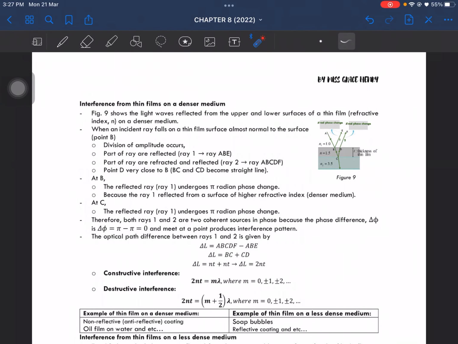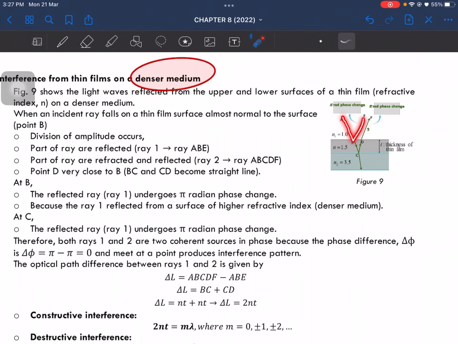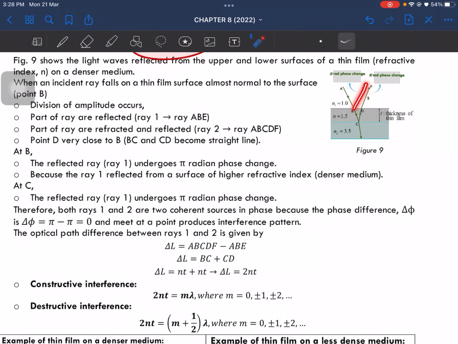Okay, so now let's look at interference from thin films on a denser medium. So this is the denser medium. This figure shows the light wave being reflected from the upper and lower surface of the thin film. When an incident ray falls on this thin film surface almost normal to the surface, which is at point B here, a division of amplitude occurs. Division of amplitude means there will be two reflections. Part of the ray is reflected, which is this one here, and part of the ray is refracted and then reflected back. Point D here is very close to B, so BC and CD become a straight line.